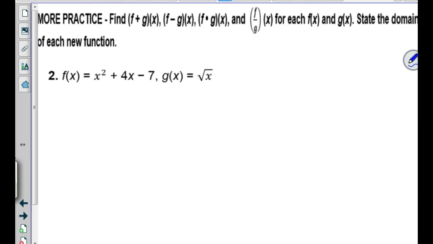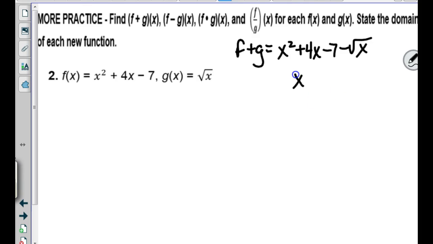All right, let's try this one more time. Add them. Okay, f plus g. We're just going to have a hot mess, I think. x squared plus 4x minus 7 minus the square root of x. I don't think anybody's going to simplify. But what's the domain restriction? Anybody remember when you have a square root? What can you not take the square root of over the real number system? 0. Actually, you can square root 0. You can't square root what? Negative numbers.